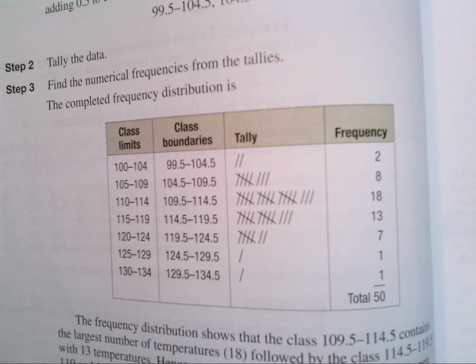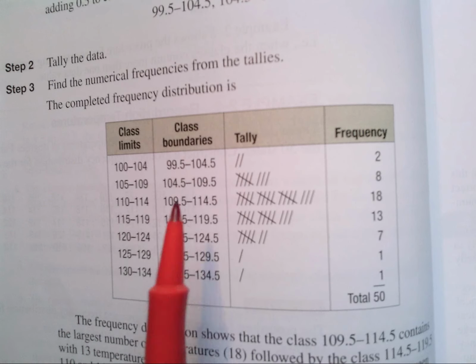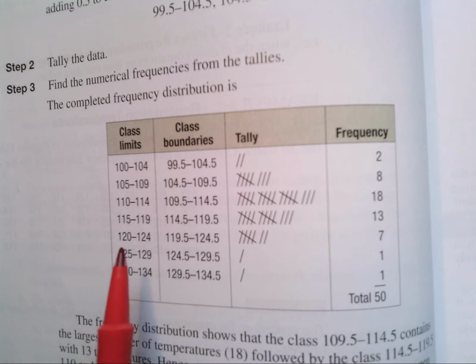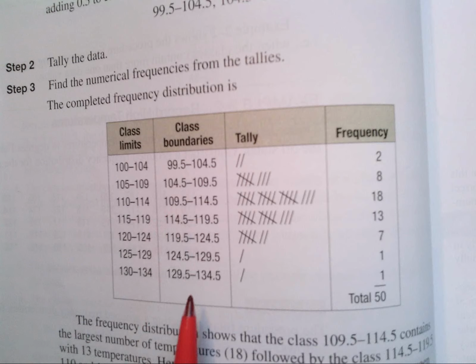Why are there 5 of them? Because that's the width we discovered we should use to have 7 boundaries, or 7 classes. Now you notice the boundaries go up and down by a half on each of these columns too. So our second class limit went from 105 to 109, the next one went to 110 to 114, etc., etc. Each class limit has a width of 5, and there's the class boundaries.